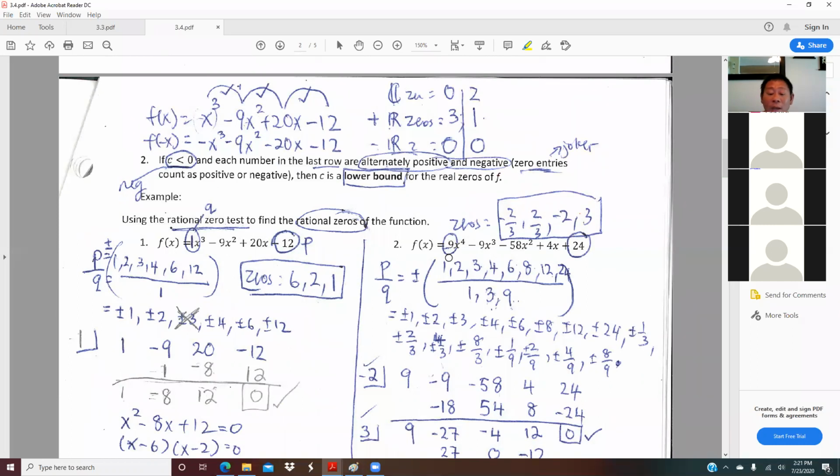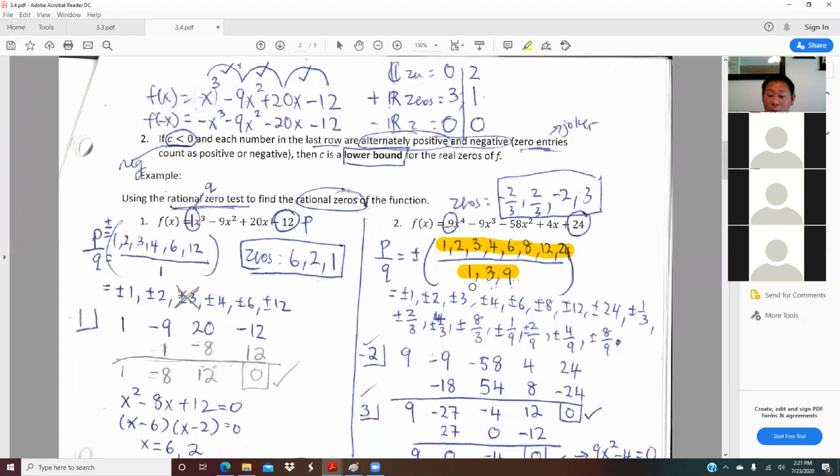So the factors of 24 are 1, 2, 3, 4, 6, 8, 12, and 24. And the factors for 9 in this case are 1, 3, and 9. So these are all the factors. So what you do is you have to divide all of these by 1. If you take all these numbers divided by 1, you get 1, 2, 3, 4, 6, 8, 12, and 24.